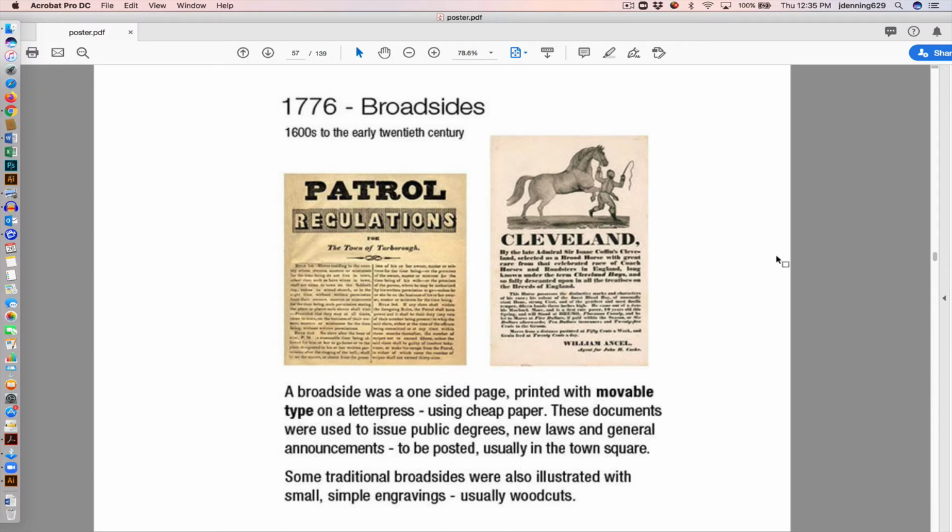In 1776, posters weren't really anything more than just public decrees. And they were called broadsides. A broadside is a one-sided page printed with movable type on a letterpress, usually using cheap paper. These documents were used to issue public decrees, new laws, and general announcements. They were posted in town squares. And some traditional broadsides were also illustrated with small, simple engravings, usually woodcuts.